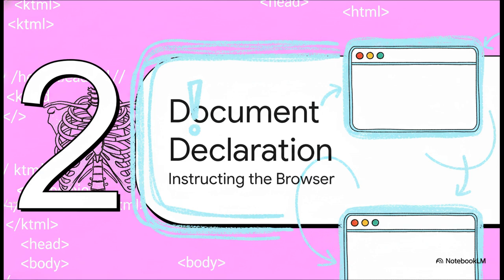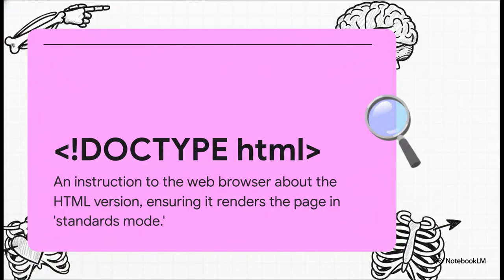So the very first thing you'll find in any modern HTML document, well, it isn't actually an HTML tag at all. It's really more of an instruction, a command for the browser. Let's take a look. This is the Doctype declaration. It has one job and one job only, to tell the web browser, hey, this page is written in modern HTML, so render it correctly according to the official standards. It's what stops the browser from having to guess and switching into some kind of old legacy mode.